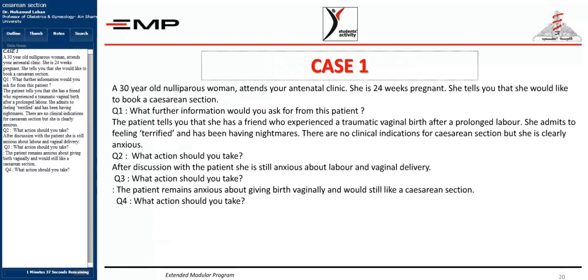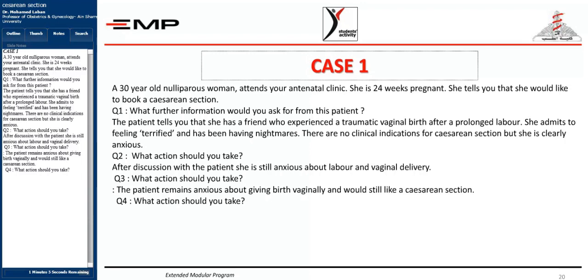Case 1. A 30-year-old nulliparous woman attends your antenatal clinic. She is 24 weeks pregnant. She tells you that she would like to book a cesarean section. Q1. What further information would you ask for from this patient? The patient tells you that she has a friend who experienced a traumatic vaginal birth after a prolonged labor. She admits to feeling terrified and has been having nightmares. There are no clinical indications for cesarean section, but she is clearly anxious. Q2. What action should you take?